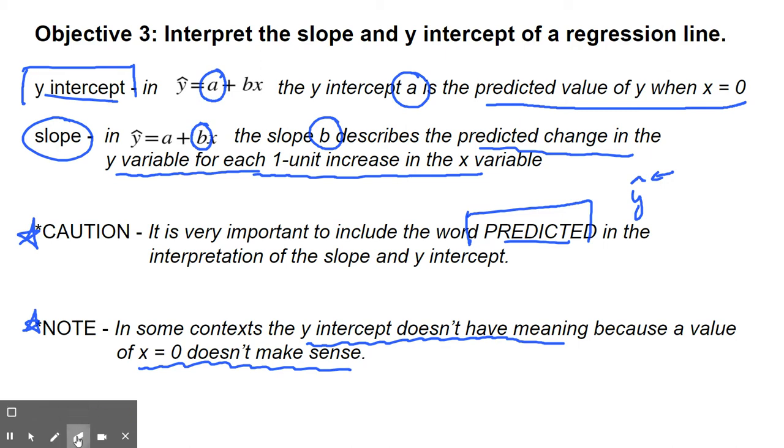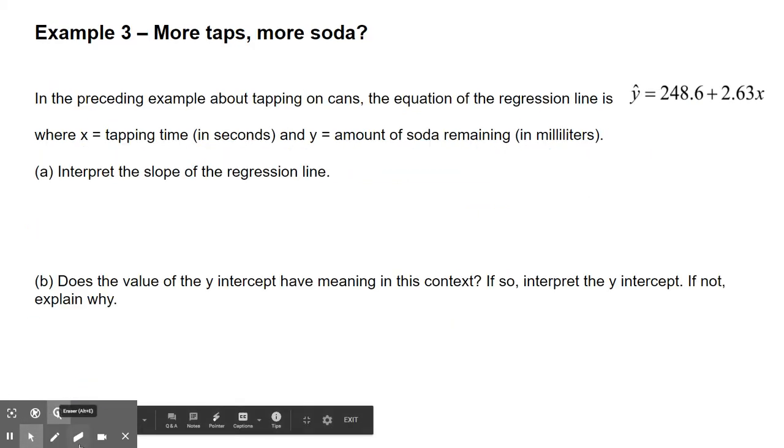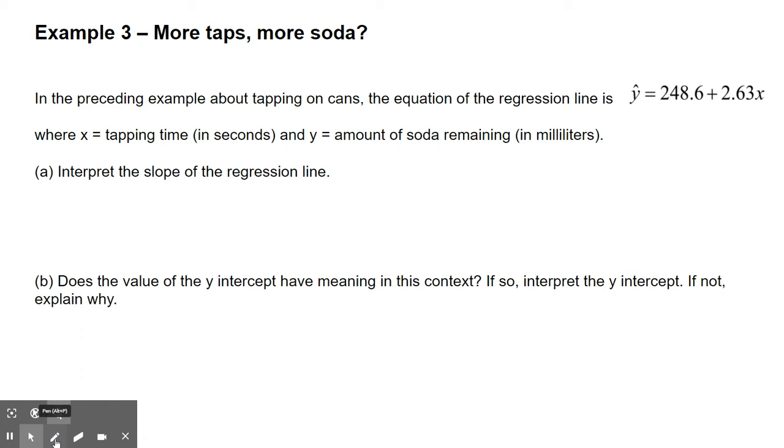Okay, example 3. So again, back to that same example. More taps, more soda. In the preceding example about tapping on cans, the equation of the regression line is y hat equals 248.6 plus 2.63x, where x equals tapping time in seconds and y equals the amount of soda remaining in milliliters. Interpret the slope of the regression line.